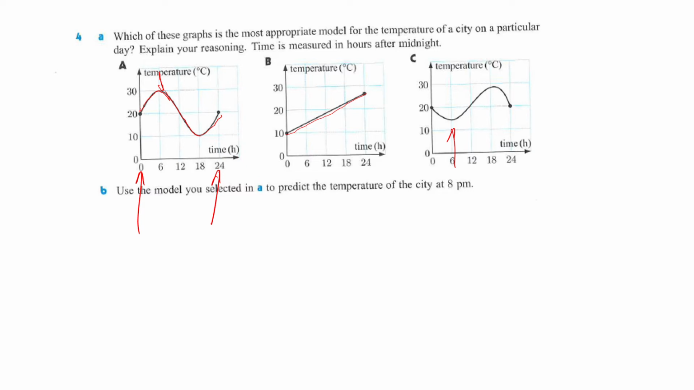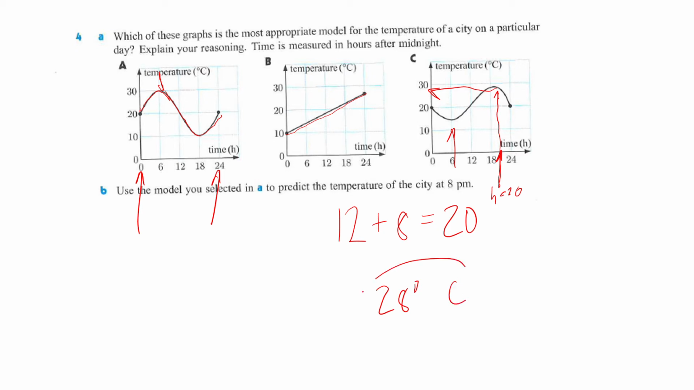And then number B asks us to use the model to predict the temperature at 8 p.m. So 8 p.m., that's noon plus 8 hours. In 24-hour time, that's 2000 hours, which is about right there. That's about H equals 20. And so we look up, we see it's about 28 degrees Celsius.